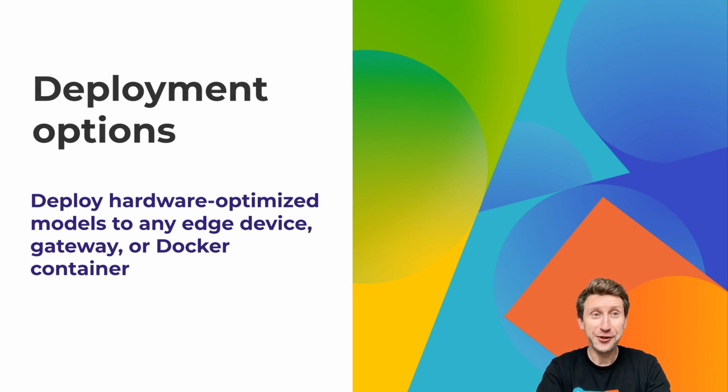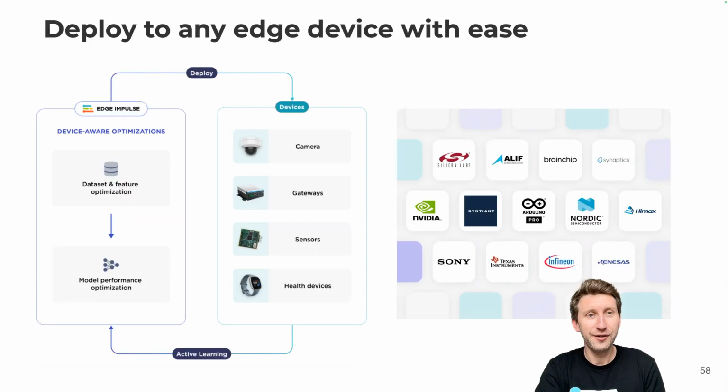For the deployment options, Edge Impulse models can be deployed basically anywhere that supports C++. And you can deploy hardware-optimized models to almost any device, edge devices, gateways, or even using a Docker container. Here is an example of different deployment options that you can have: smart cameras, gateways, sensors, and health wearables directly.